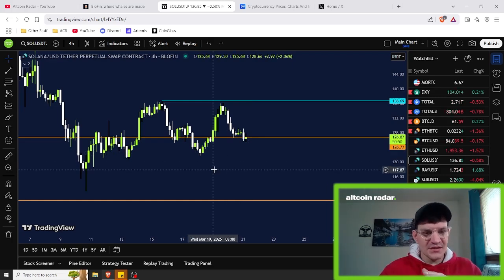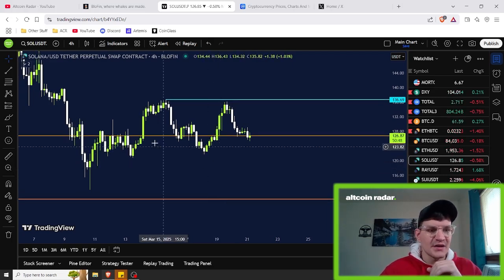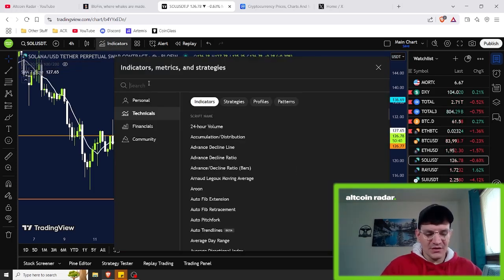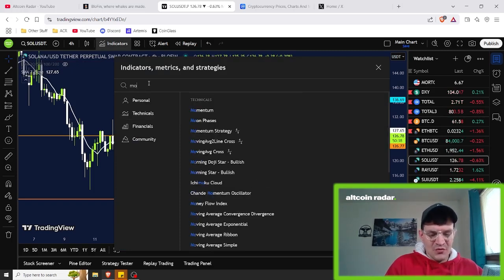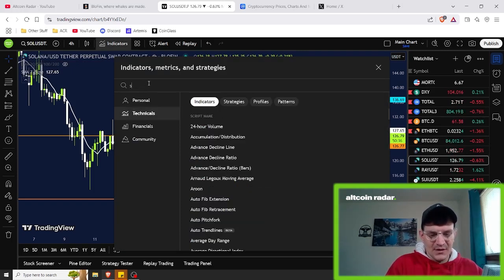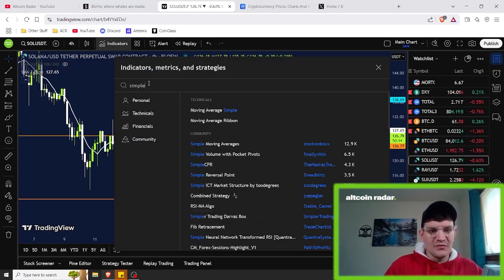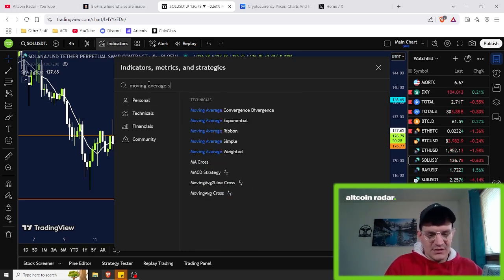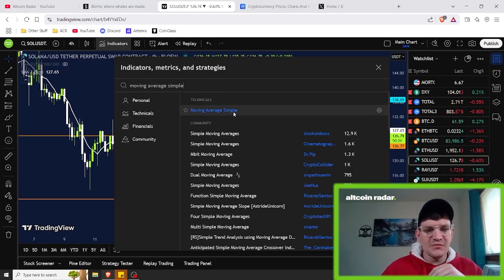And the very first thing you want to do is some back testing, okay? So when you turn on the SMA, if you don't have the SMA, just go to indicators and type in, let's see here, okay, so it's not simple, it's moving average simple. So moving average simple. And that's the one you want to click, all right?